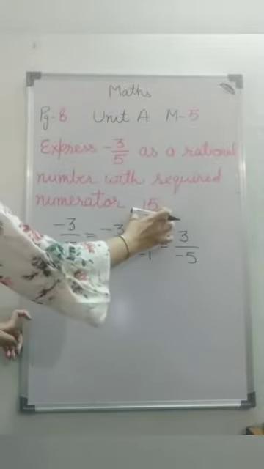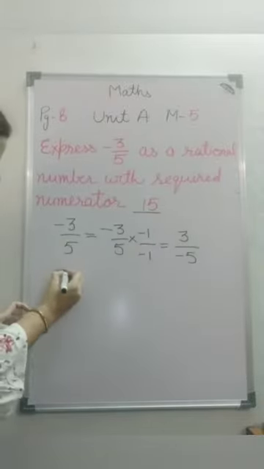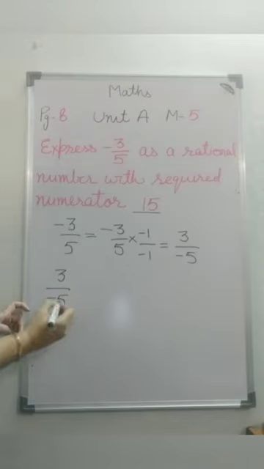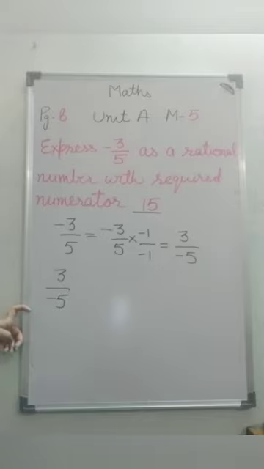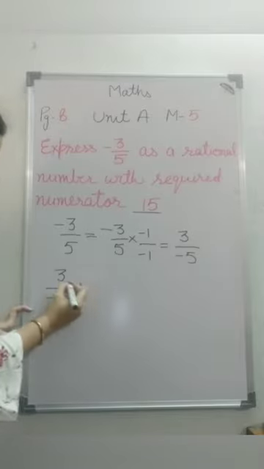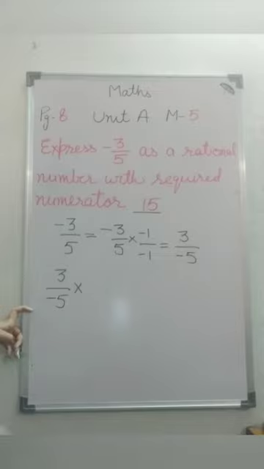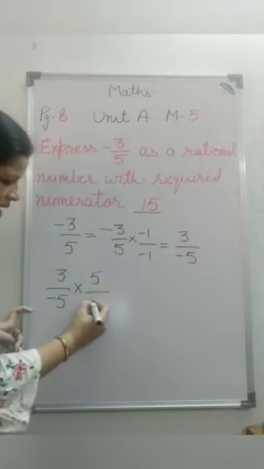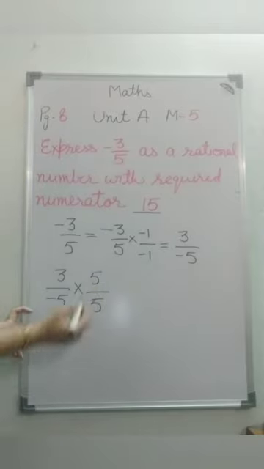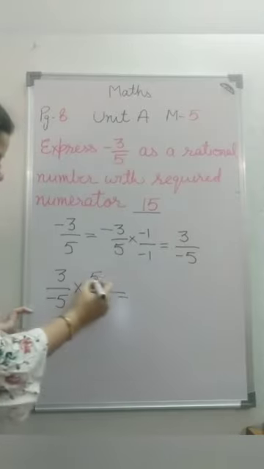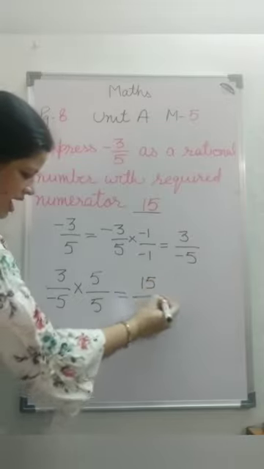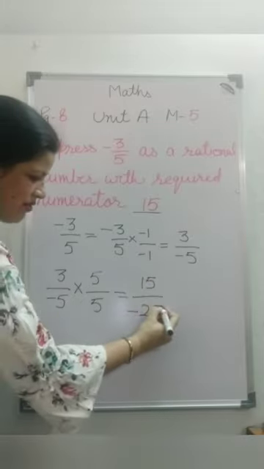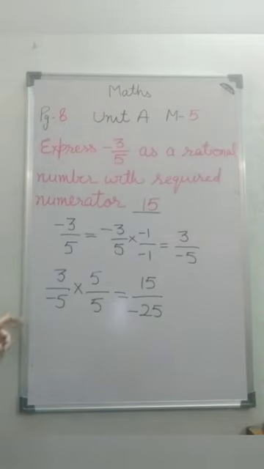Now we convert 3 to 15. So how do we convert 3 to 15? By which number do we multiply this number so that it becomes 15? Just see, divide 15 by 3. 3 fives are 15. So if we multiply it by 5 upon 5, this becomes 3 into 5, 3 fives are 15, and 5 into 5, 25. So the numerator is converted into 15. Yes?